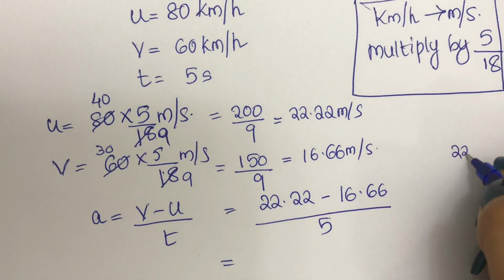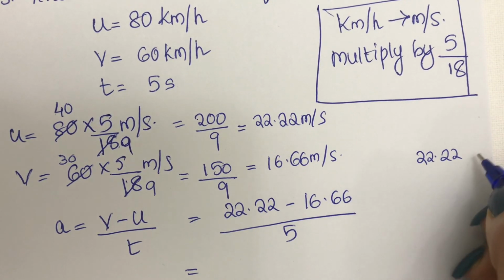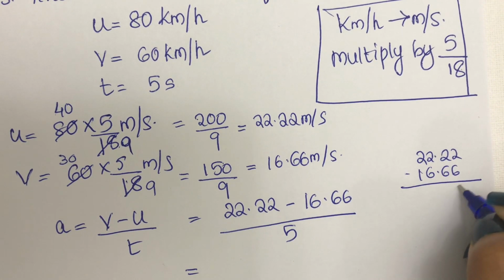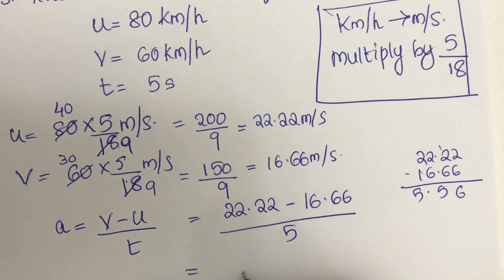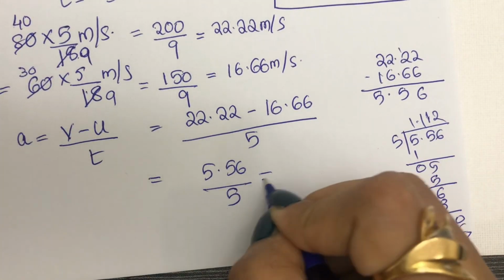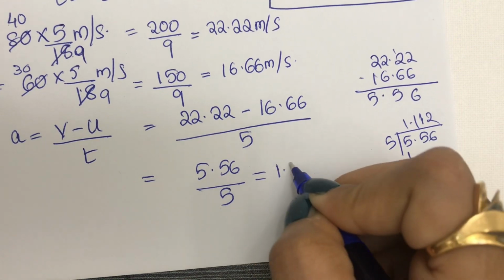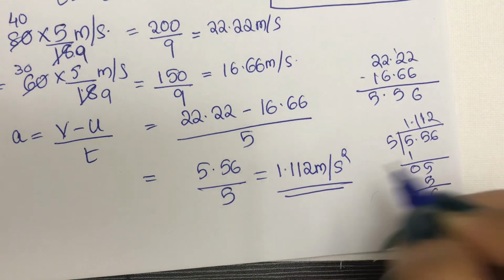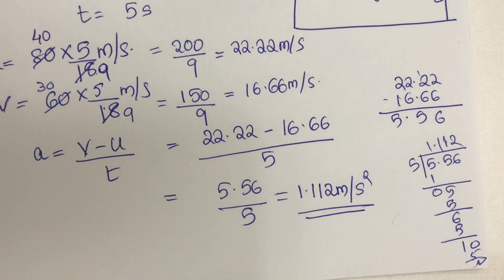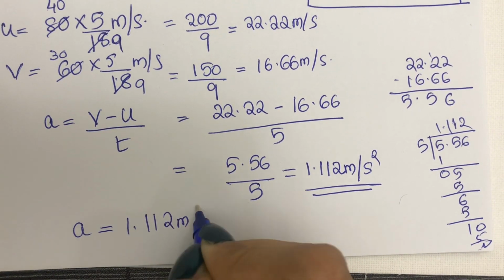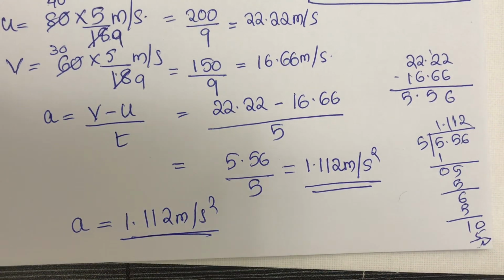So we'll do 22.22 minus 16.66. How much will it be? It will be 5.56 by 5. So it is 1.112 meter per second square. Our SI unit of acceleration is meter per second square. So here acceleration is equal to 1.112 meter per second square, right?